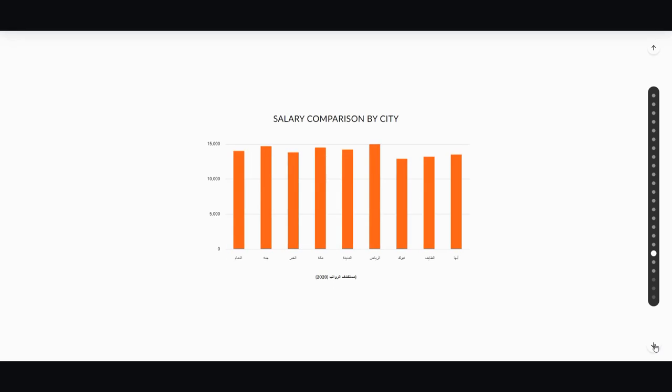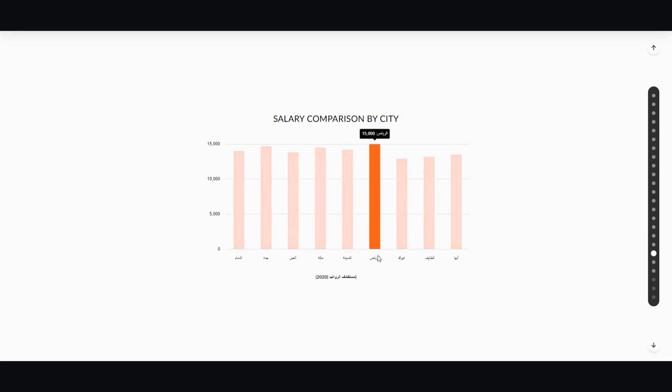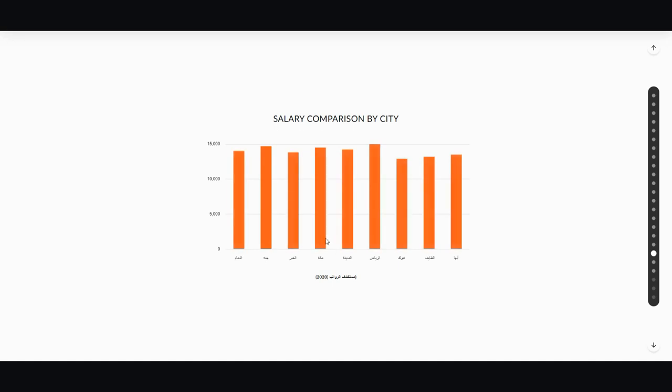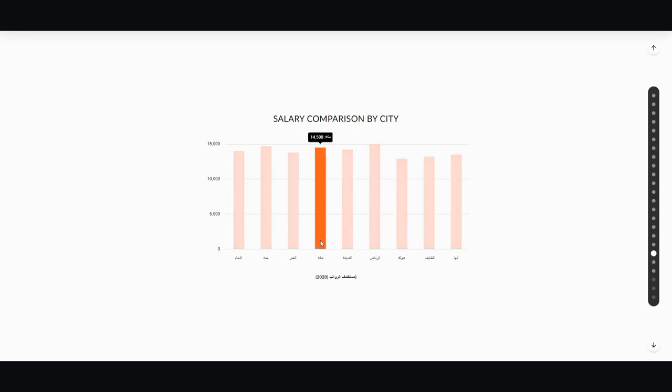If you want to compare salary between different cities in Saudi Arabia, you will find the highest paid is in the city of Riyadh. Then you will find Jeddah in the second place. Mecca, so close to Jeddah. Medina, a closer range. Dammam, also a close range.